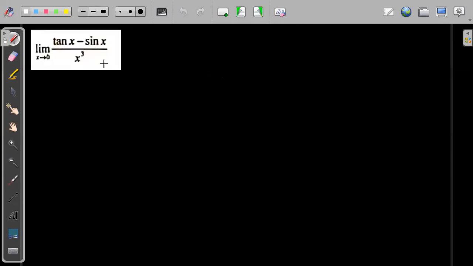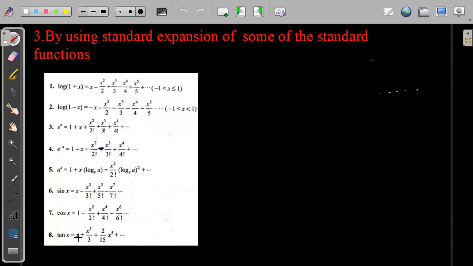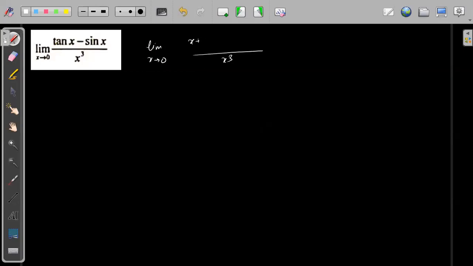Right. So now you have tan x minus sin x by x cube. What you can do is take the limit of x tending to 0. Now this is an indeterminate form, 0 by 0. Tan x you can write as x plus x cube by 3 plus 2 by 15 x to the power 5. You just have to write the first 3 terms. Minus sin x.